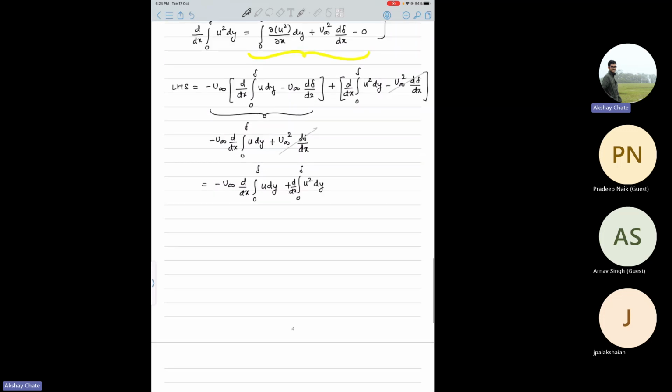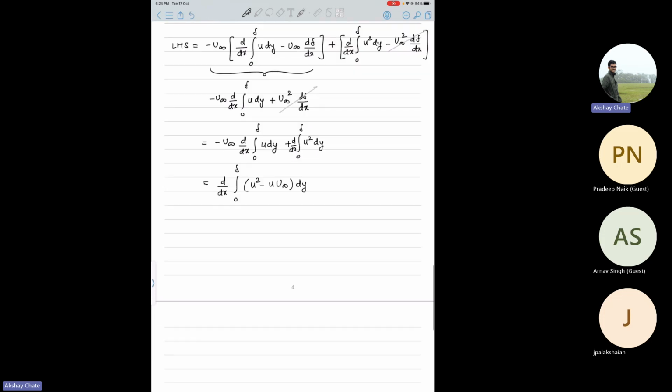And now you can club these two terms together because integration is with respect to y and the limit is 0 to delta for both the terms. And u infinity you take it inside because it is anyway constant. So if you do that, you end up with integral 0 to delta, and you have u square as one term, and you'll have minus u infinity u as the other term, right? So this is the final simplification of LHS.